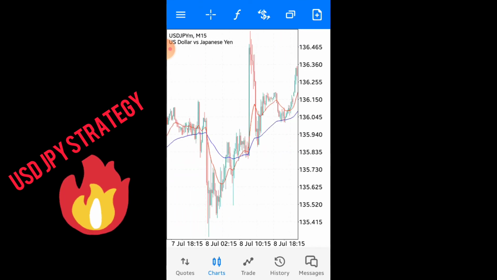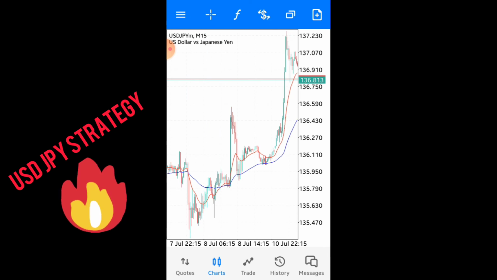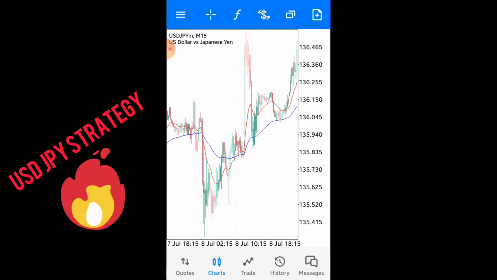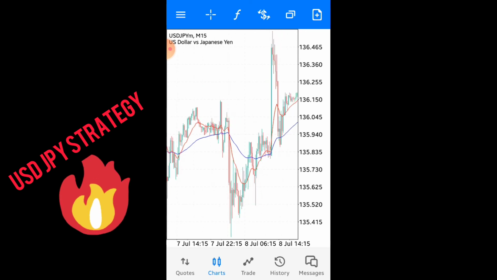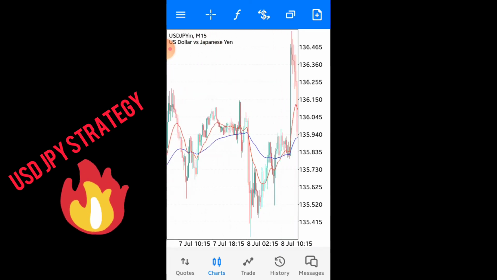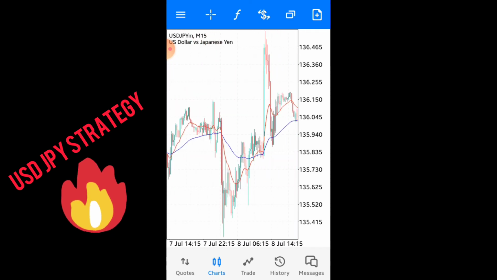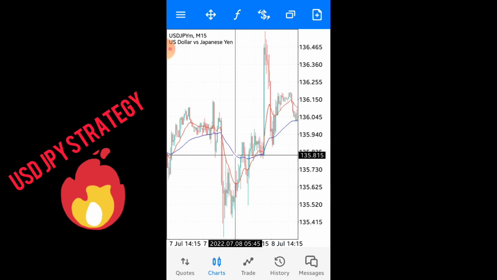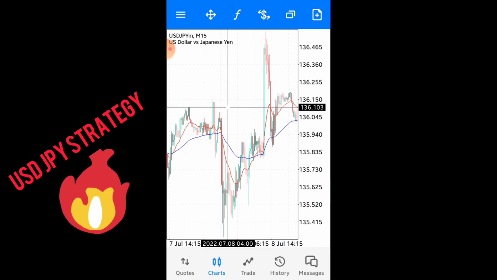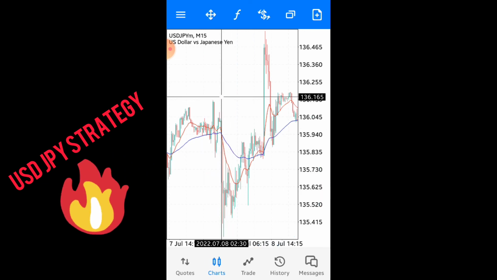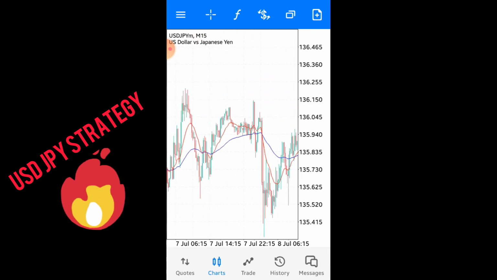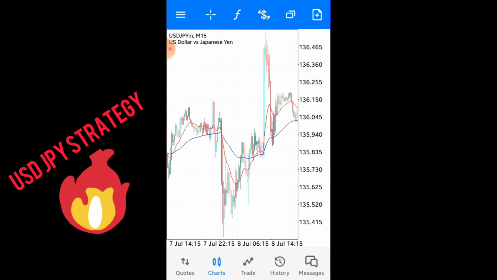And then if you want to target your take profit, this is the cross here. You look for the nearest high. So where is the nearest high? The cross happened here. Here is the nearest high. And then there is another nearest high here, like that. So you just target there.